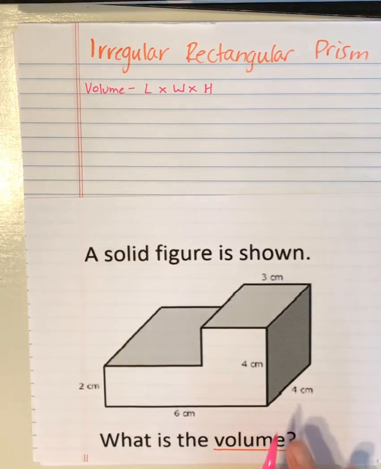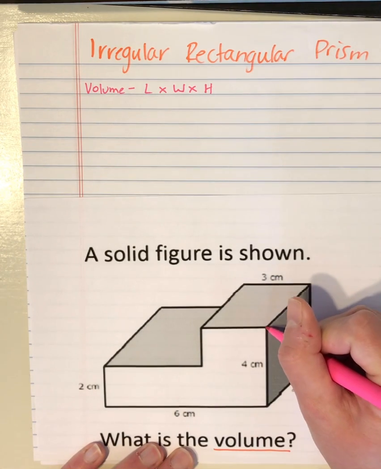So if I look at this shape here, I notice that it kind of looks like two rectangular prisms put together. And I know that if I can make this into two separate rectangular prisms, I can use the volume formula for each. But before we do that, I want to review some of our knowledge of shapes.